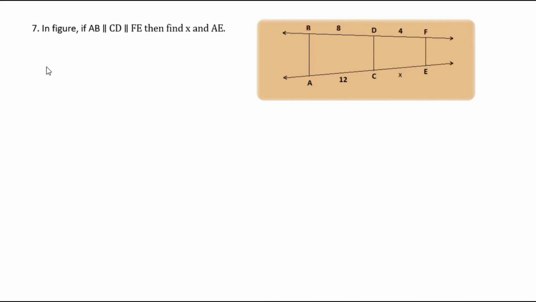Question number 7. In the figure, if AB is parallel to CD, parallel to EF, then find X and AE. X we have to find and AE we have to find. How to find? See, after getting X, which means CE, we can find AE by adding AC plus CE. AE can be found using AC plus CE. AC is 12, CE is X, and X we have to find. We don't know what X is.